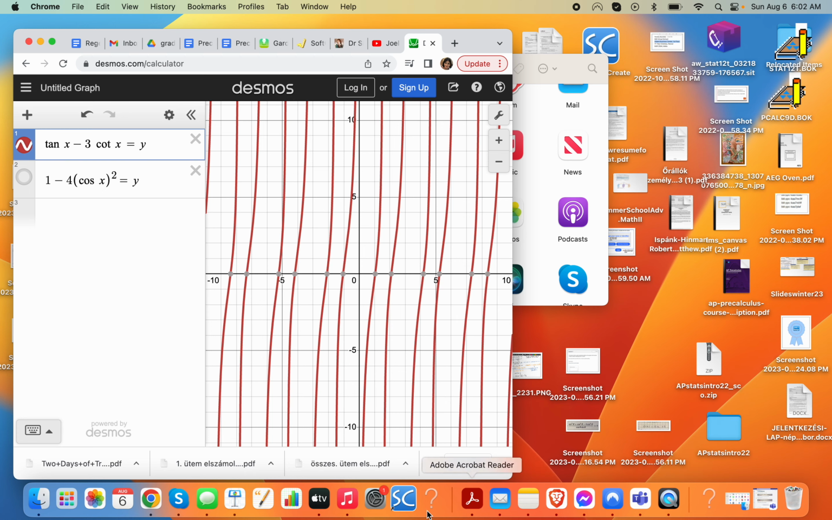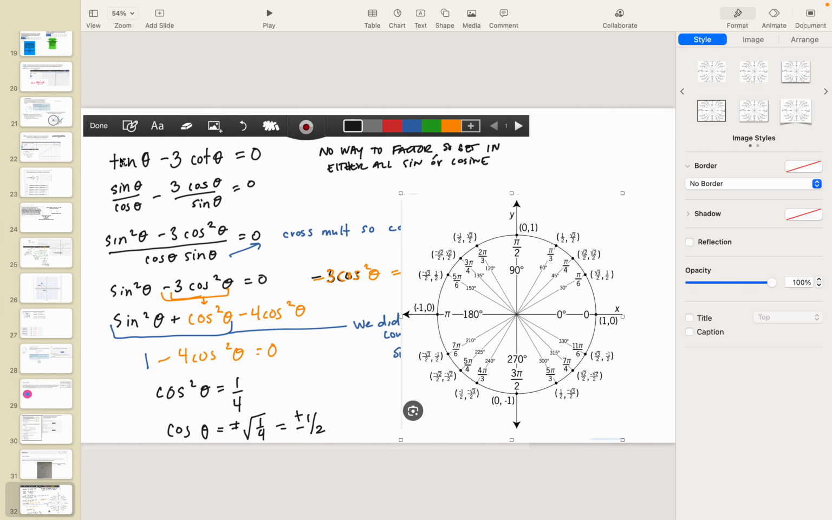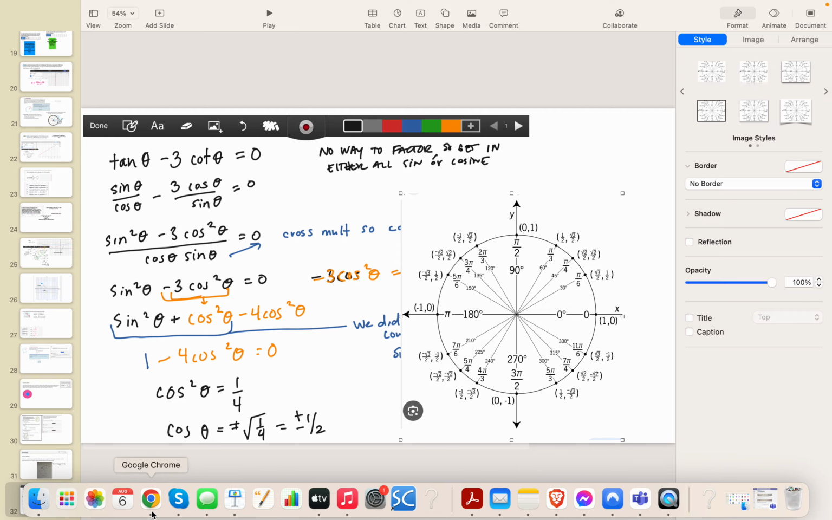Looking at the first problem. So we have the tangent of theta minus 3 cotangent of theta equals 0. And what I always do first is I just graph it. I want to see what it looks like. I have no real idea. I know this is going to have some asymptotes in it. There's going to be weird ones, but I still want to see what it looks like.